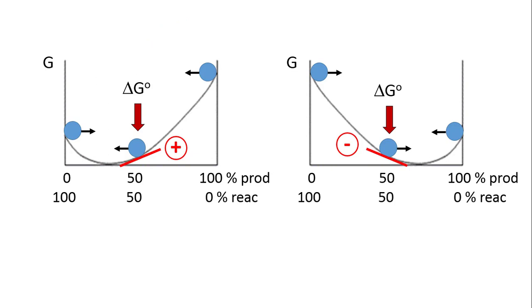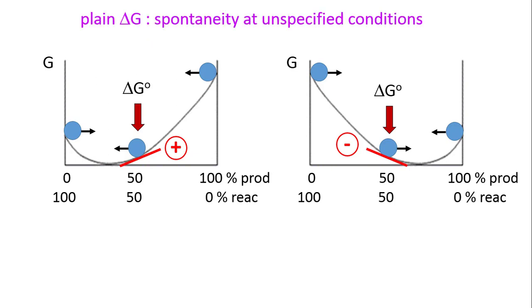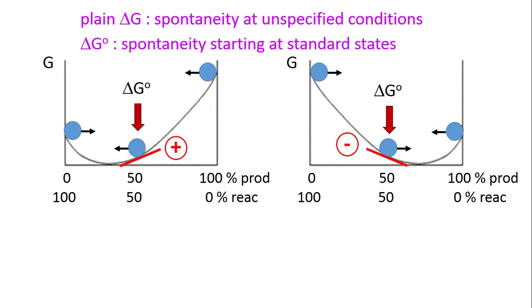So, the sign of plain delta G gives us the spontaneity of a reaction, but it doesn't specify the conditions. As we see with the ball on the ramp, the sign, and therefore the spontaneity, depends on where you start. Delta G0 also gives the spontaneity of a reaction, but starting in the middle with standard states. So it is delta G0 that tells us where a reaction will end up.